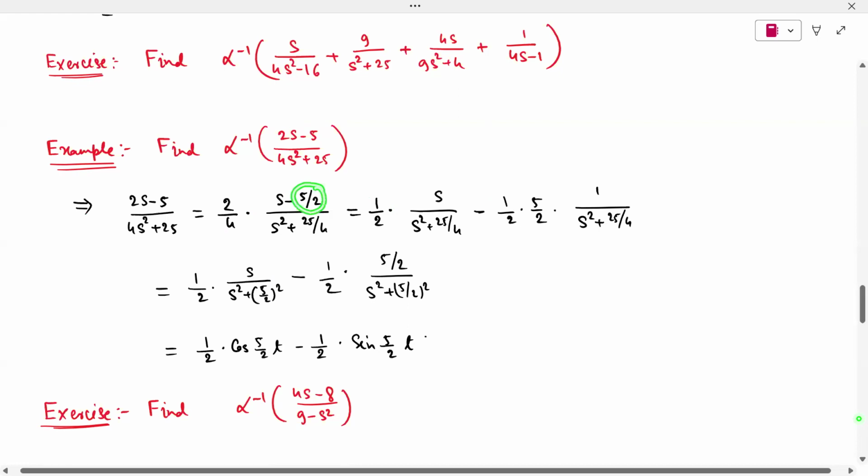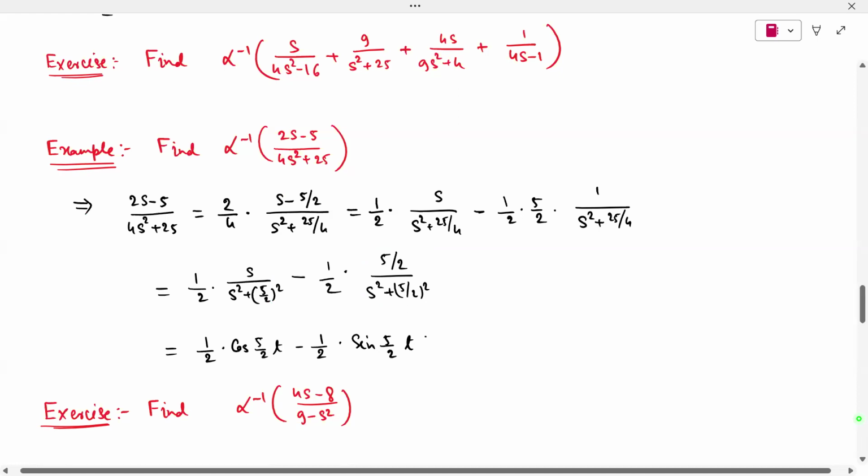Here is a 5 by 2 and minus is there, so therefore we get a minus here. So 5 by 2, this 5 by 2 you can write here also, no problem for that. Later I have done here is 5 by 2. So a square plus 25 by 4 here. So this is equal to half a square, and 25 by 4 can be written as 5 by 2 square.